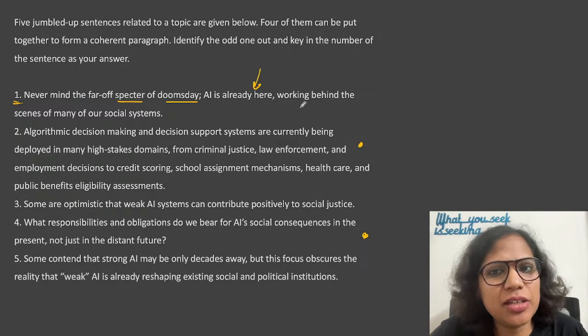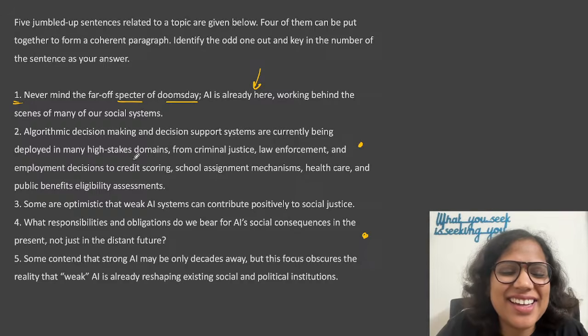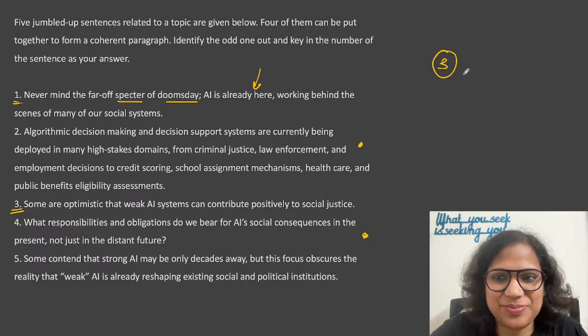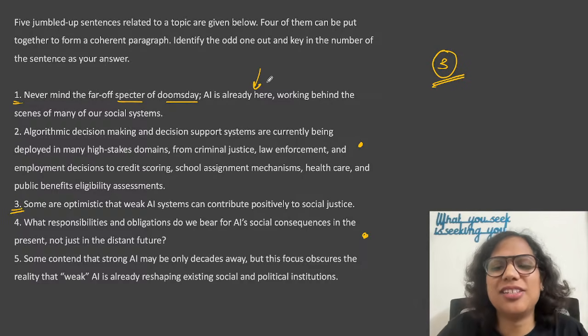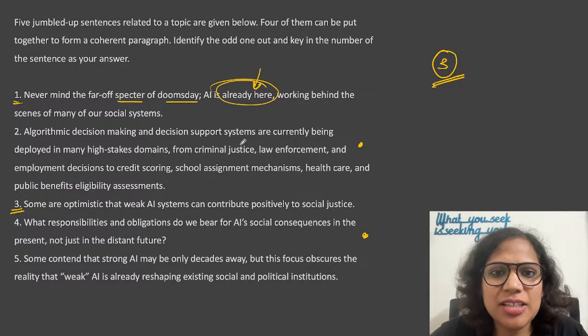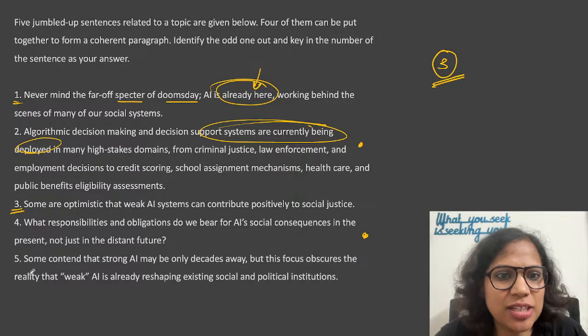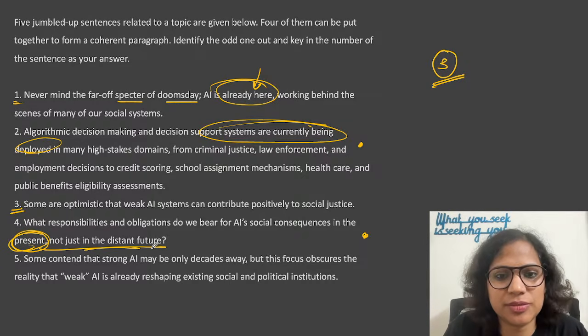AI is already here working behind the scenes of many of our social systems. Yes. Let's see. देखते हैं. So, what is the point of this paragraph? Tell me. AI is already here. AI algorithmic decision making is currently being deployed, right? So then the author asks us, what responsibilities and obligations do we bear for AI's social consequences in the present? आ गई है, it's already here, it's currently there, not just in the distant future.